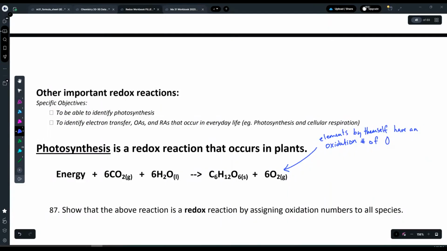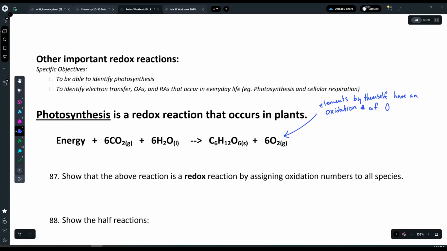Okay, and remember for oxygen, when it's in compounds, usually oxygen has an oxidation state of -2 unless it's by itself as an element or in a peroxide, such as hydrogen peroxide. The oxygen there, each oxygen, will only have an oxidation number of -1. Okay, but other than that, you should be able to do all the questions related to this reaction. I just wanted to explain this a little bit more.